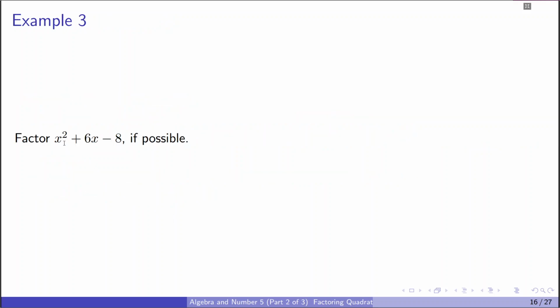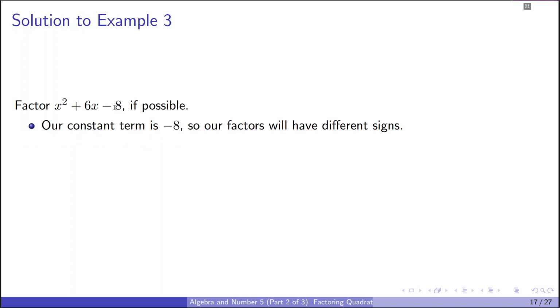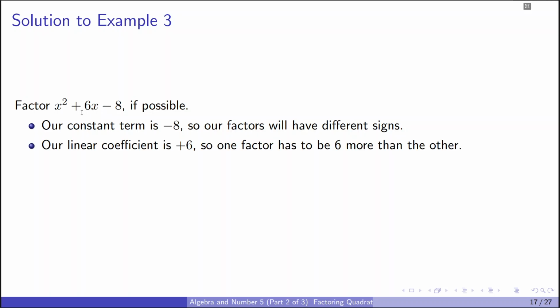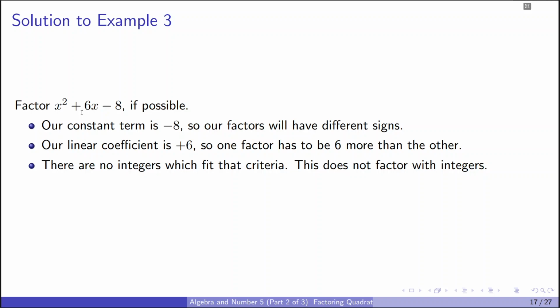Now let's factor x squared plus 6x minus 8 if possible. Again, we have a negative constant term. That tells us our signs are going to be different. The linear coefficient is a plus 6. One factor has to be 6 more than the other. We don't have any integers that fit this. It does not factor with integers.